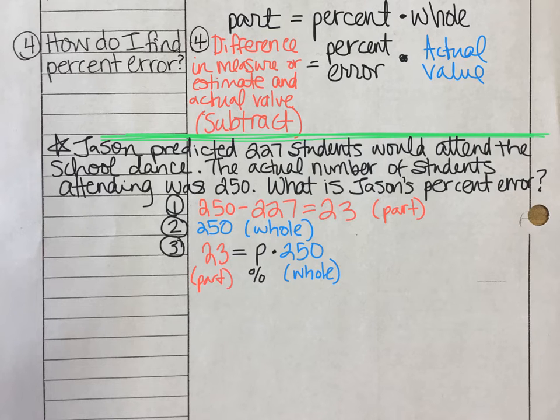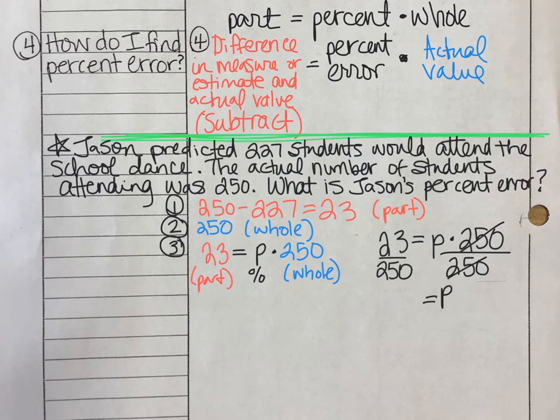So now we're going to go ahead and solve this equation just like we did before. And because there's multiplication, and we need to turn that around, we're going to divide both sides by 250. And P is equal to 92 thousandths. Now don't forget that this is our decimal form of our answer, and in order to get it into its percentage form, we need to multiply that answer by 100. So Jason's percent error was 9 2/10%.